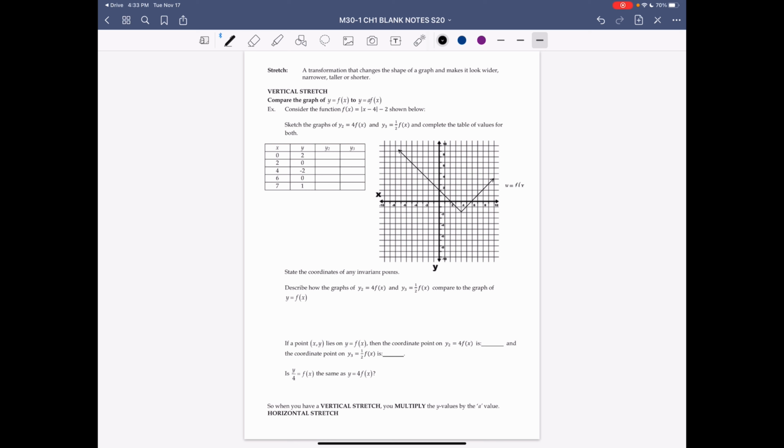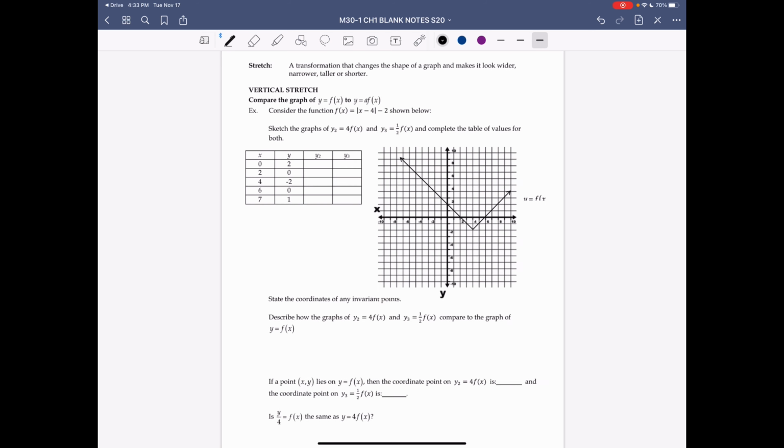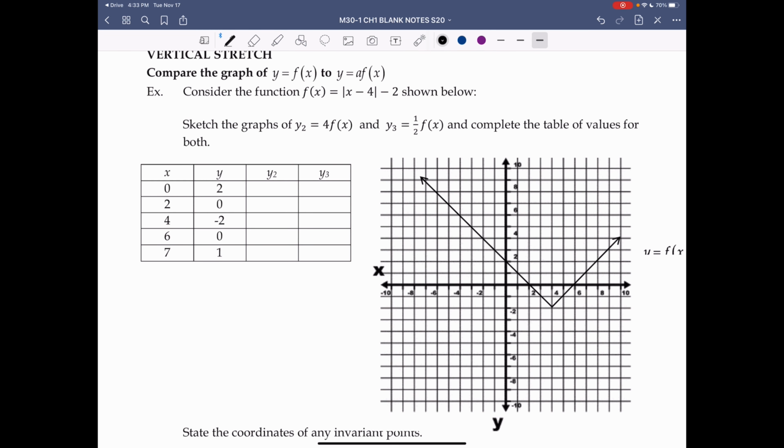Stretch, a transformation that changes the shape of a graph and makes it look wider, narrower, taller, or shorter. Vertical stretch. Compare the graph of y equals f of x to y equals a times f of x. Example, consider the function f of x equals the absolute value of x minus 4 minus 2 shown below. Sketch the graphs of y2 equals 4 times f of x and y3 equals 1/2 times f of x, and complete the table of values for both.